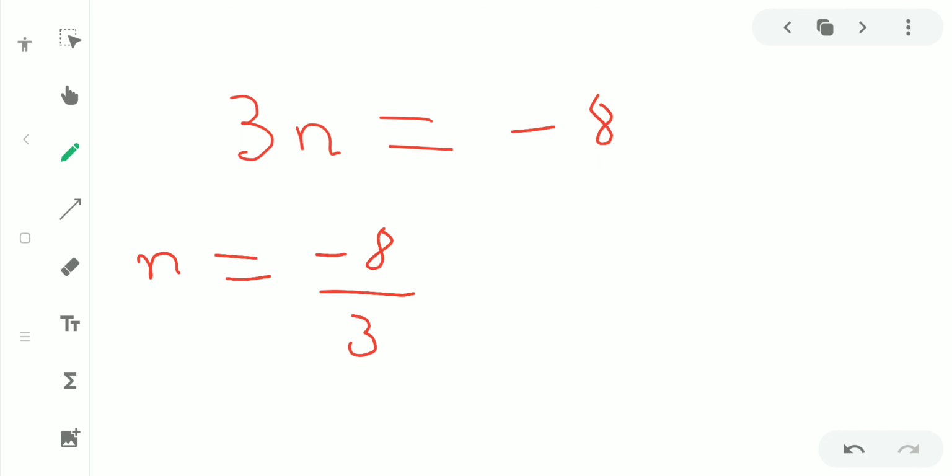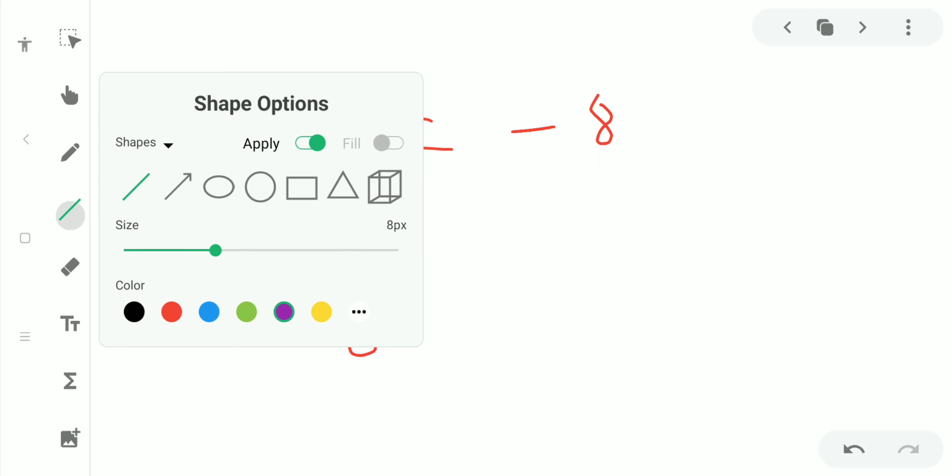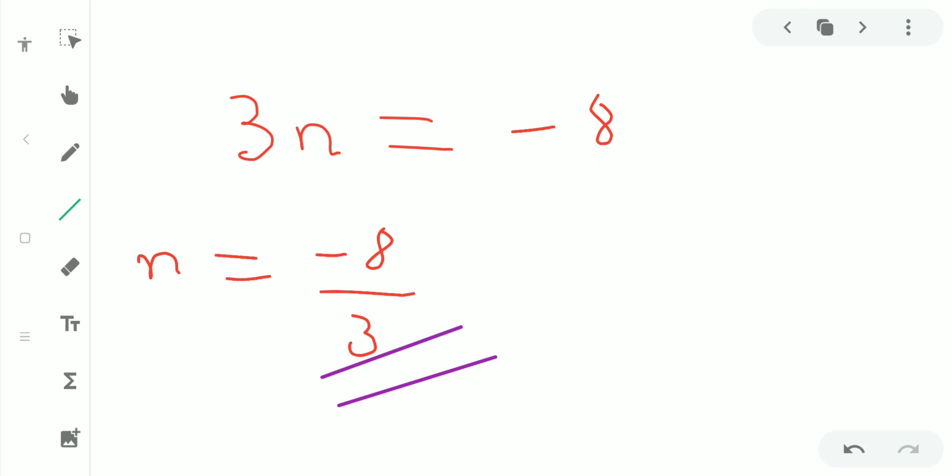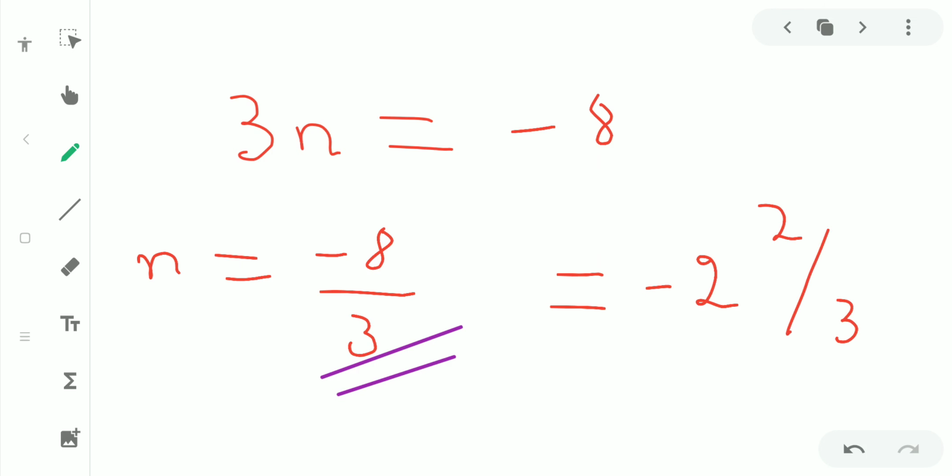You can leave the answer like this, or you can further simplify it into a mixed fraction, that is nothing but minus 2 and 2 by 3. So that's all, we'll get like this.